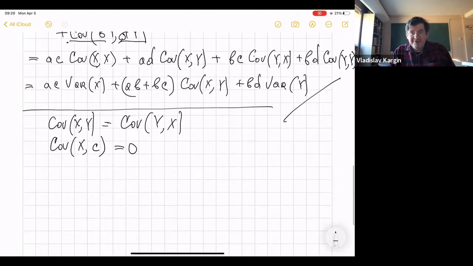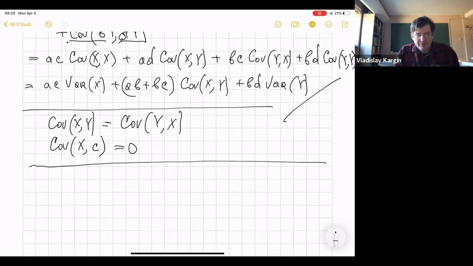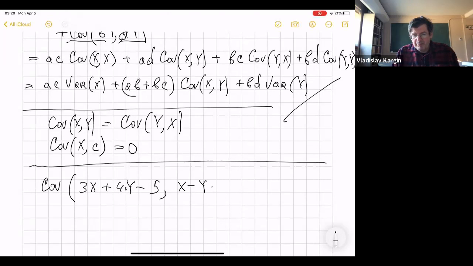So now, maybe an example. I want to give us some example, maybe even a more complicated example. So maybe two examples. One of them is the covariance of 3X plus 4Y minus 5 with X minus Y plus 1. So I want to calculate this covariance of these linear combinations of random variables.